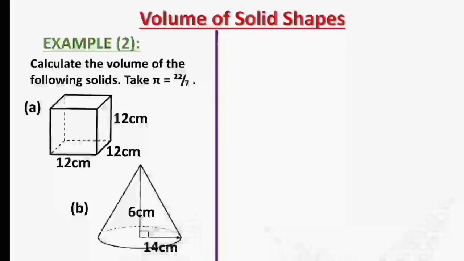Moving on to our second question for volume of solid shapes. Calculate the volume of the following solids. In question A, we have a cube, while in question B, we have a cone. Once again, can you remember the formula for the volume of a cube and a cone? Let's see if you can still remember.